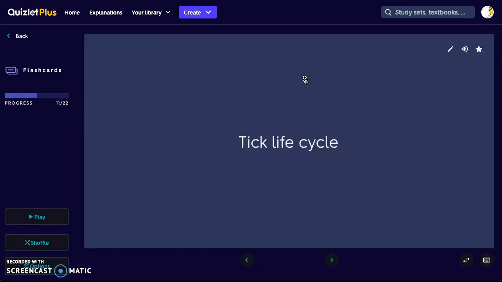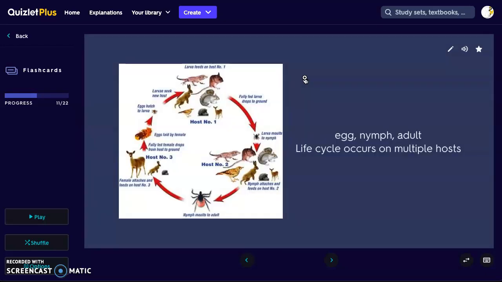Next, we're going to talk about our ticks. So our tick life cycle, we go from an egg to a nymph to an adult, and it's important to note that the life cycle occurs in multiple hosts, right? So this is when we're talking about disease transmission. It's important to know where these life cycles take place because they can occur on multiple hosts. So it'll drop off from one and then go to another in order to grow.